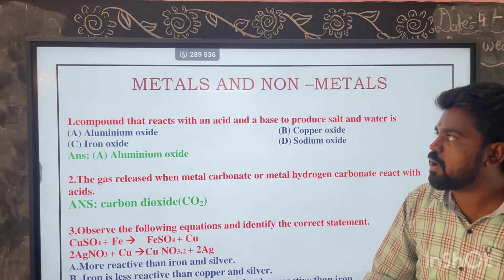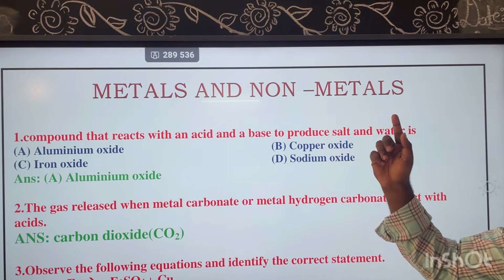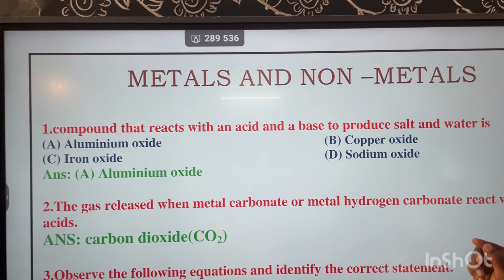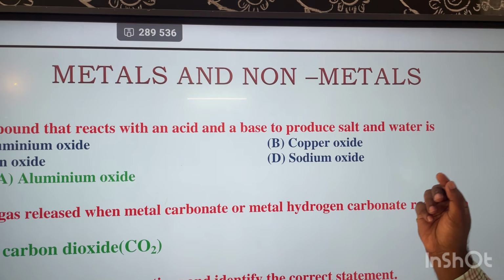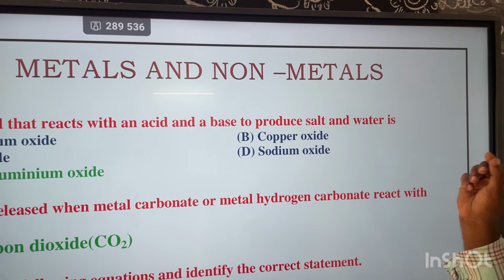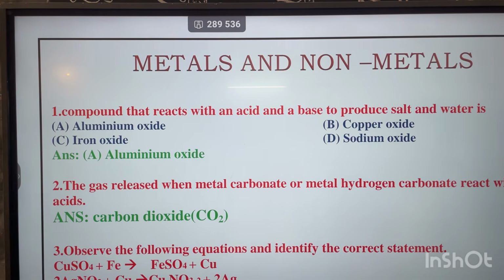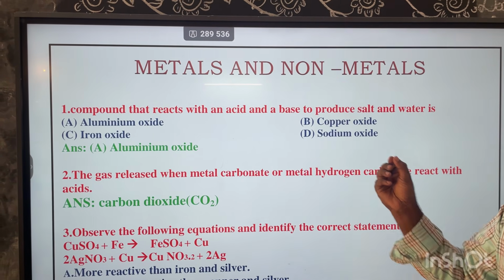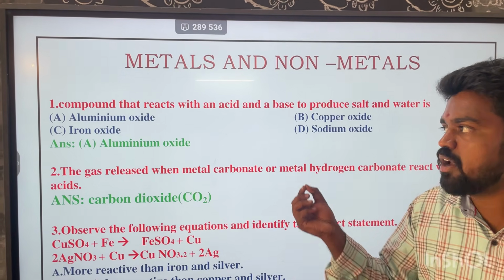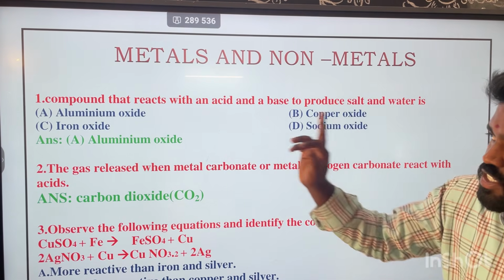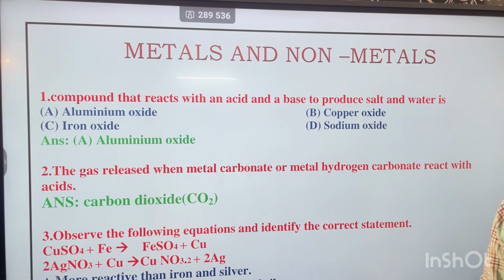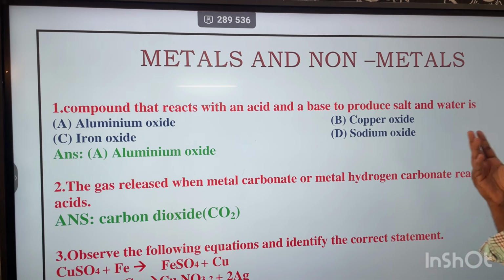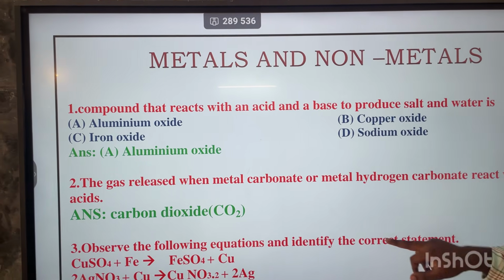Most likely important questions in metals and non-metals. First question: the compound that reacts with an acid and a base to produce salt and water is? This is an amphoteric oxide. Amphoteric oxides are only aluminum oxide and zinc oxide. Here the answer is aluminum oxide. When aluminum oxide or zinc oxide reacts with an acid or a base, it produces a salt and water.